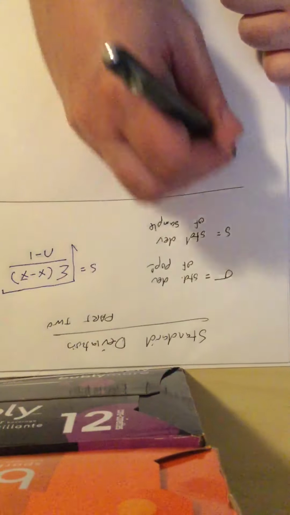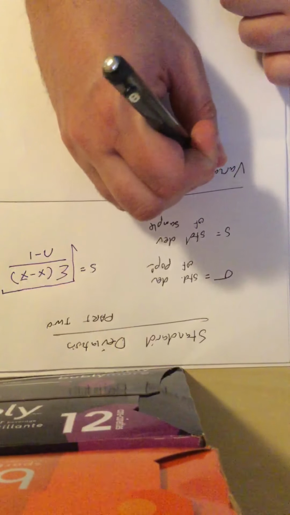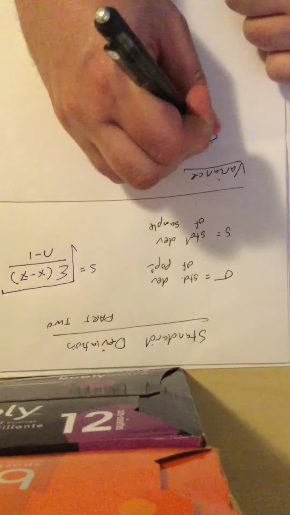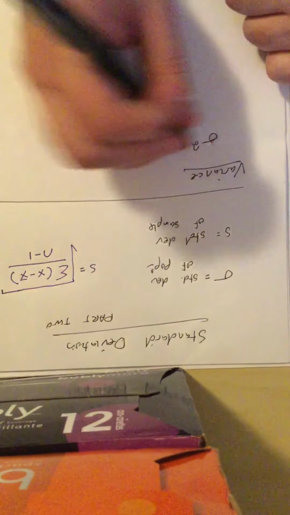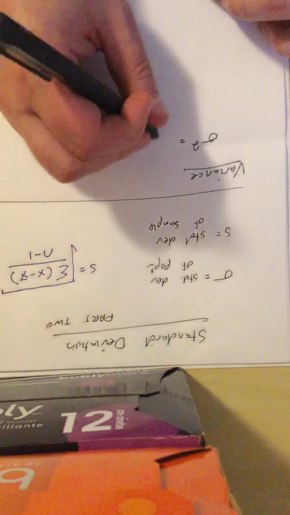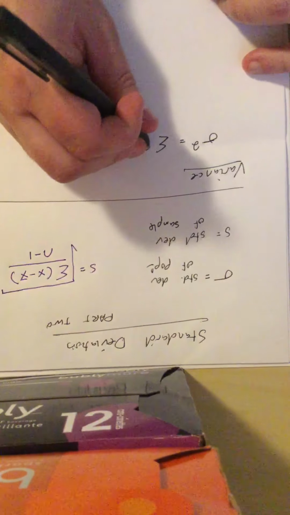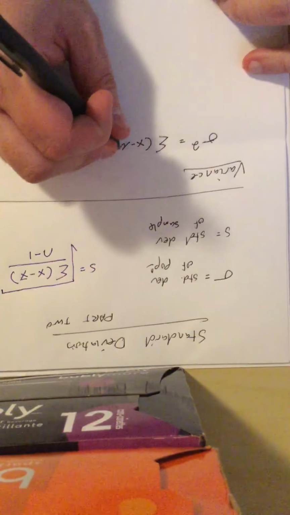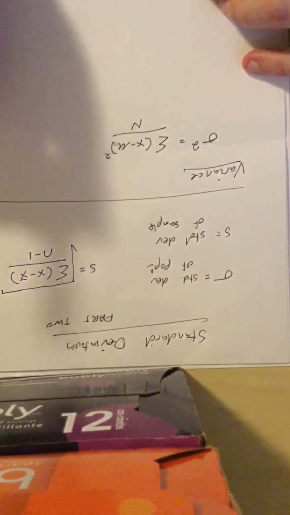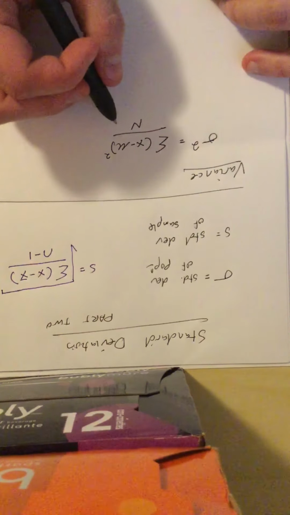The next concept is something called a variance. So the symbol for a variance is the standard deviation squared. And sure enough, the formula is the same thing as the formula for standard deviation, but without the square root, so it's been squared. So it's going to be the sum of the deviation squared over n.